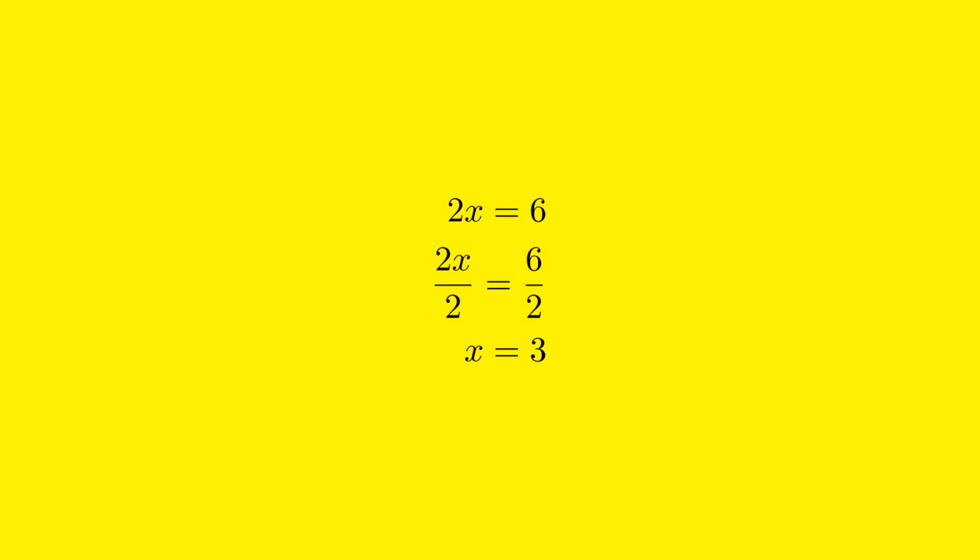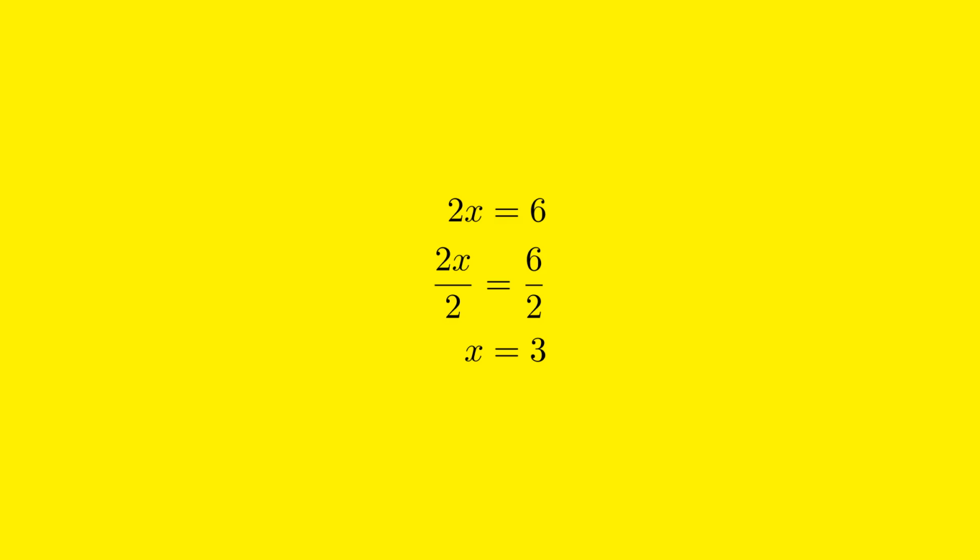In step 2, our goal is to isolate the variable x completely. At this stage, we have the equation 2x equals 6. To isolate x, we need to get rid of the coefficient that is multiplied by x, which is the 2. The coefficient is the number in front of the variable. To do this, we will divide both sides of the equation by 2.